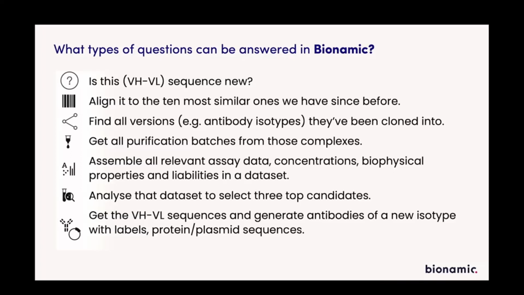And then you want to analyze that data set, and maybe, as in this example here, select the top 3 candidates from that list. And you want to get those VHVLs and put them into a new antibody isotype. And register those labels, those protein and DNA sequences, and so on.